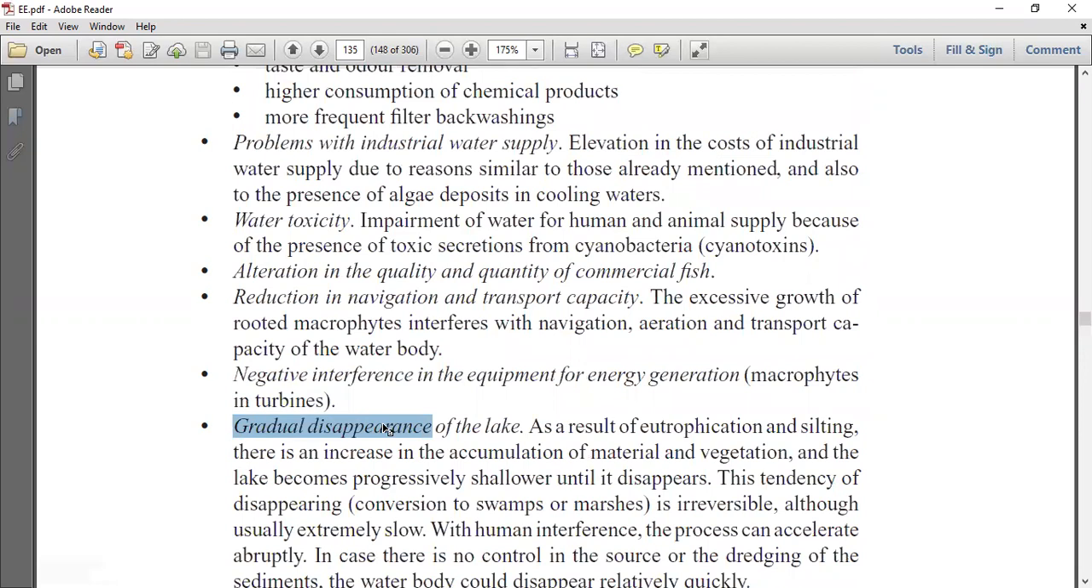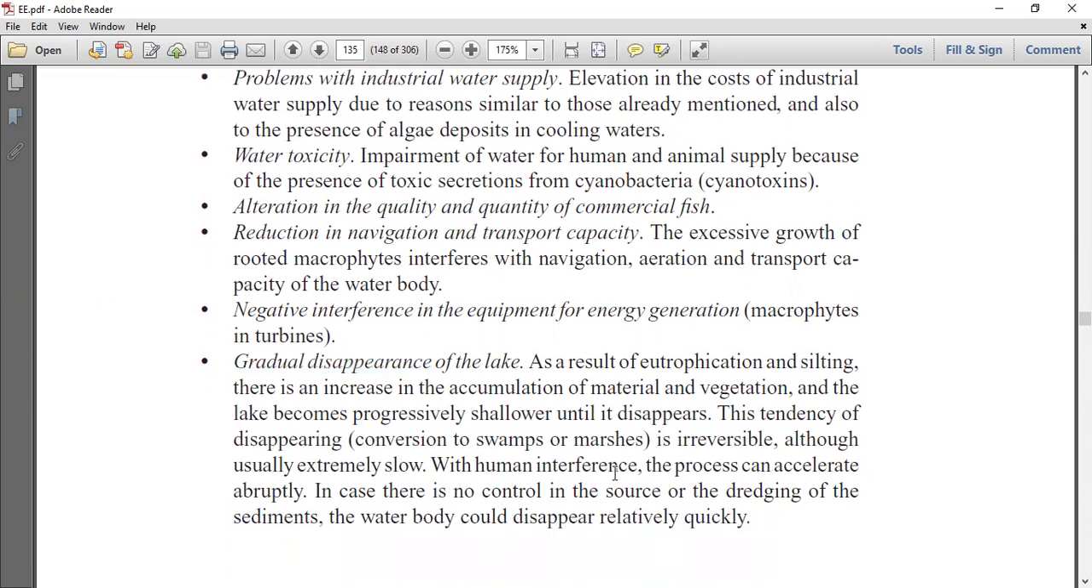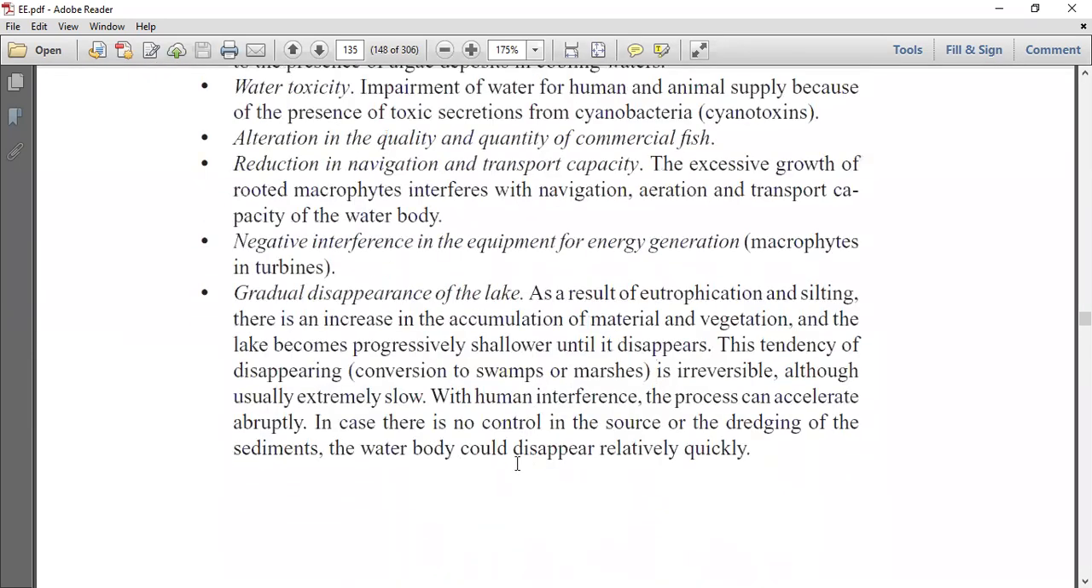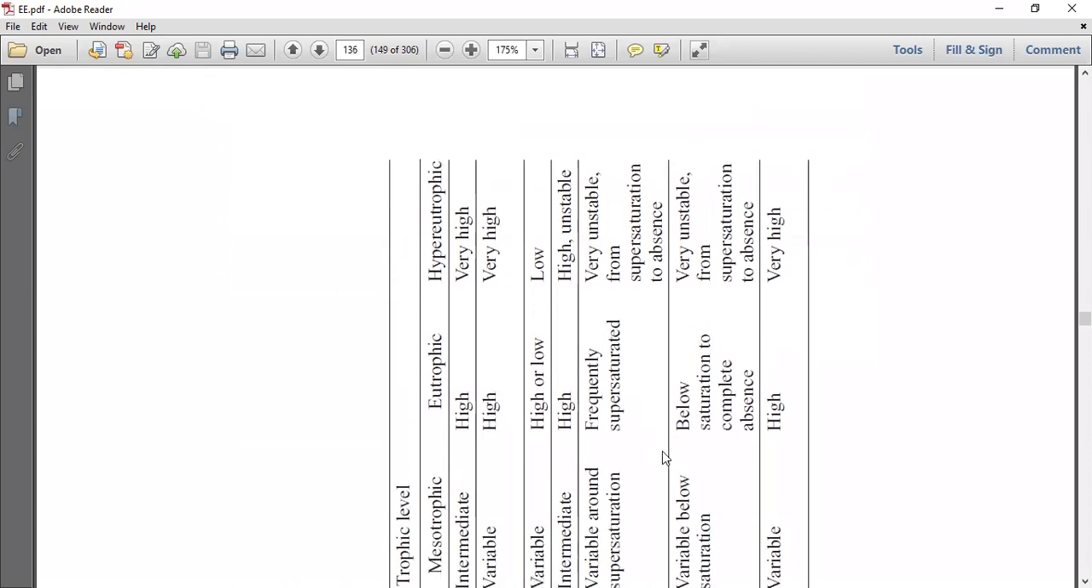As a result of eutrophication and silting, there is an increase in the accumulation of material and vegetation, and the lake becomes progressively shallower until it disappears. This tendency of disappearance is irreversible, although usually extremely slow. With human interference, the process can accelerate abruptly. In case there is no control of the sources of sediment degradation, the water body would disappear relatively quickly.